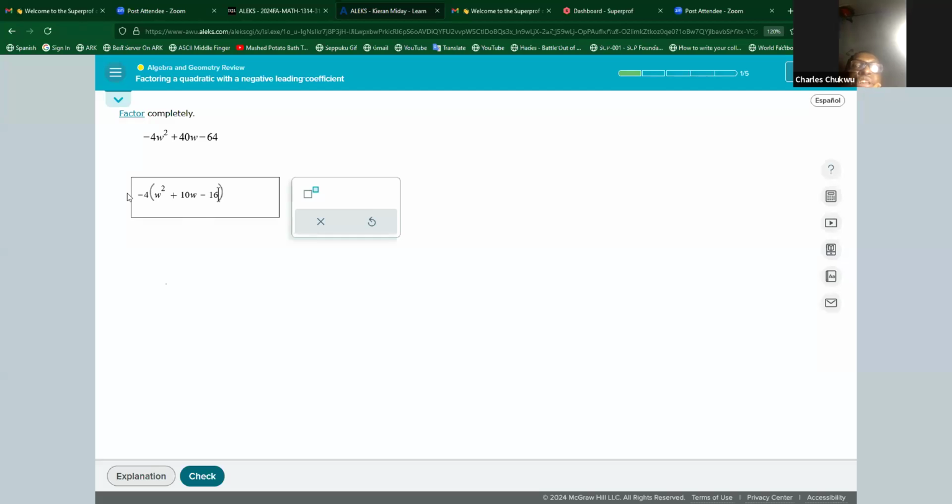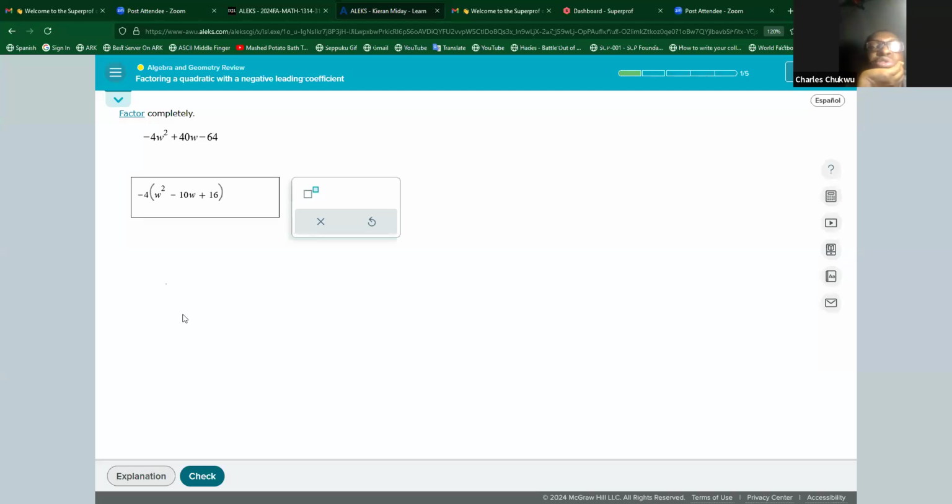Yes. Now don't forget that you factorized minus 4 out. So plus 40 would become minus 10, and minus 64 will become plus 16. I see. Yes. You remember when we said factorization is actually a division operation, right? Yeah, of course. Okay, so what do you think we're going to do now?